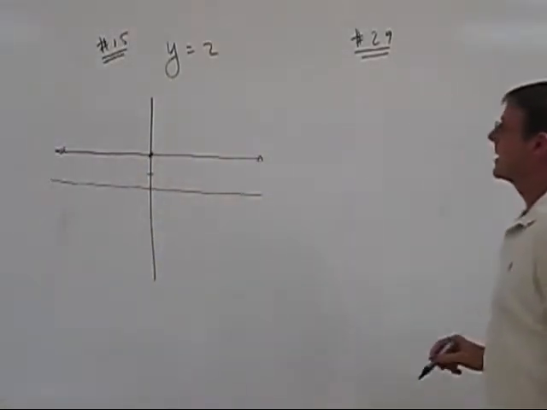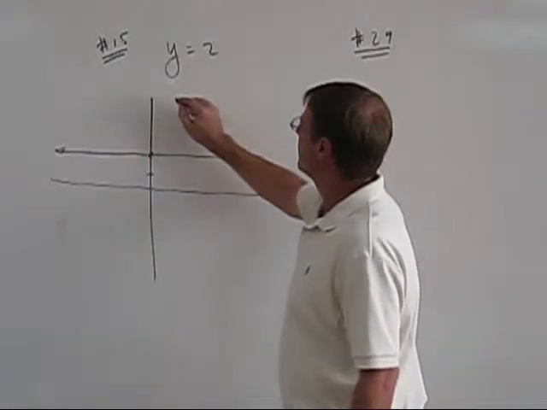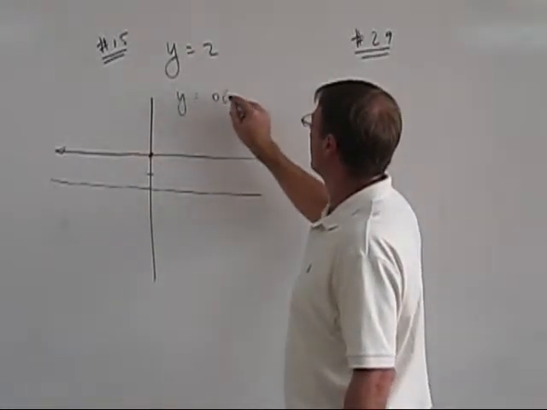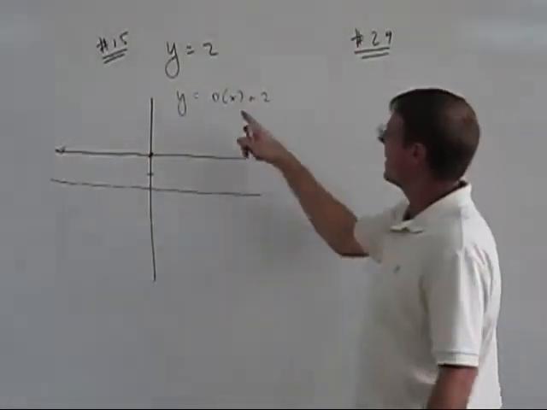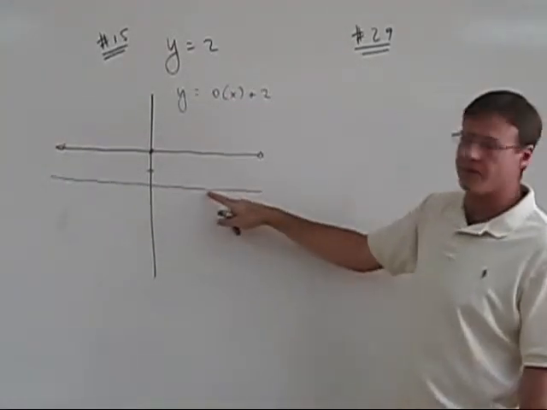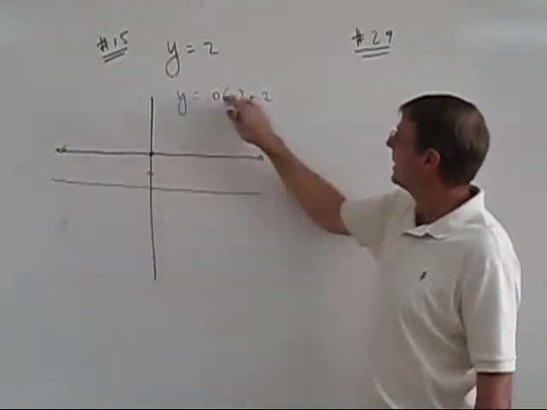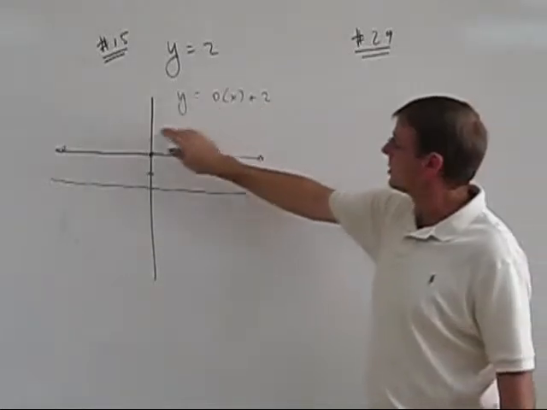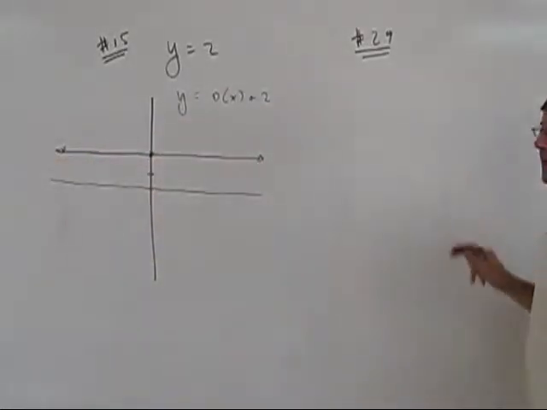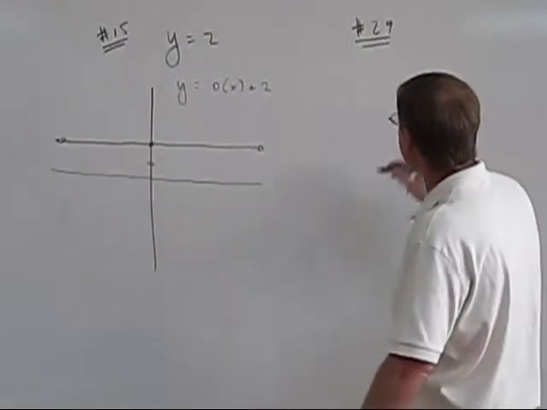And you can think of this as, when you don't have an x, you can think of it as being y equals 0x plus 2. So no matter what you plug in for x, if I plug in a 5 for x or a negative 3, I always get y equals 2. So that's why we get all these points and not just a single point.